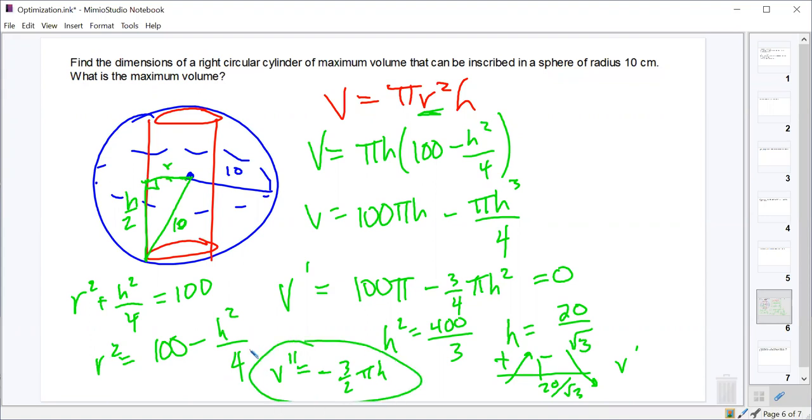Everybody good with that? So a height of 20 over root 3 gives us a max volume, and we want to know the dimensions, and we want to know the max volume. So if we take 20 over root 3 and plug it into this equation, r squared plus h squared over 4 equals 100, or right here, r squared equals 100 minus h squared over 4, we should get that r is equal to, what do we end up with? This is 100 minus 400 over 12.